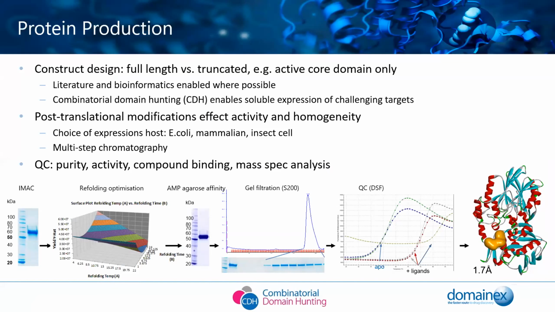Critical to good quality protein production is high quality QC of the protein. Just a single band on a gel doesn't necessarily mean you've got a homogeneous protein. It's important to take it through multiple step chromatography, for example, separating phosphorylation variants by ion exchange chromatography. And again, here at Domainex, if there are ligands available, we'll regularly QC our protein by thermal shift DSF assays.